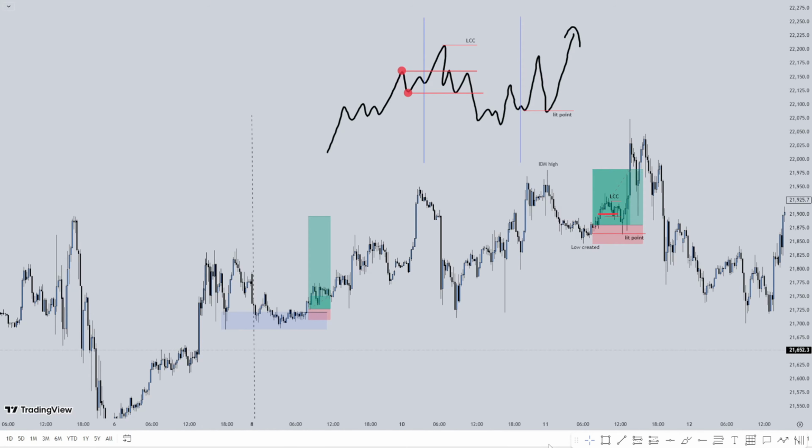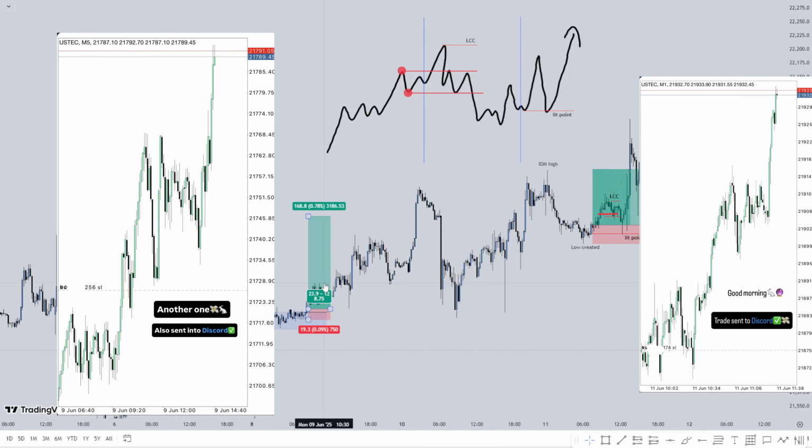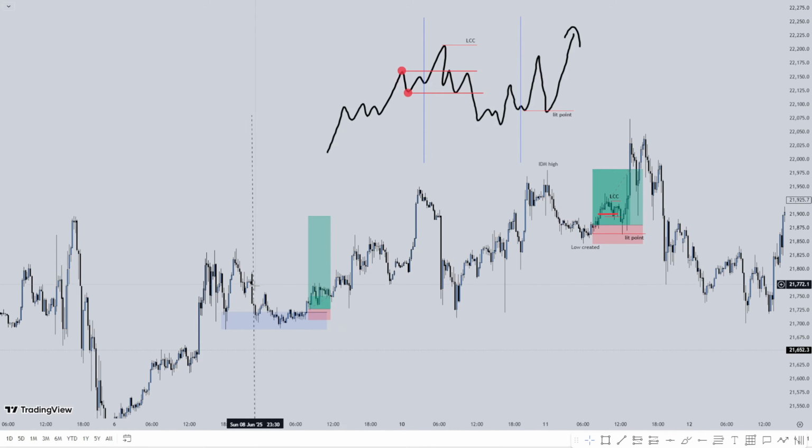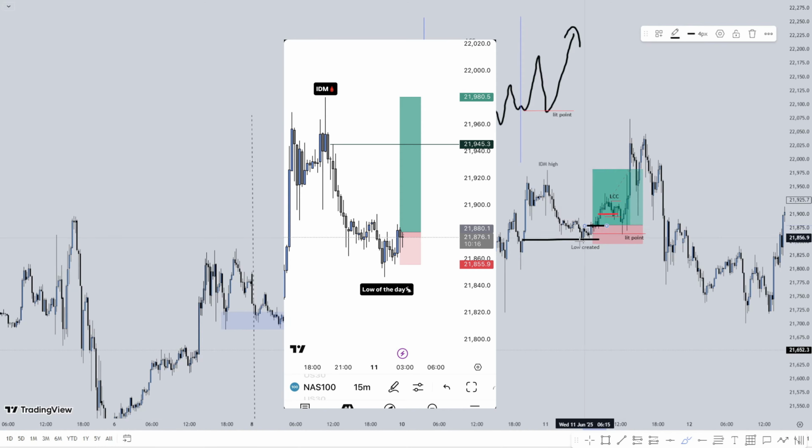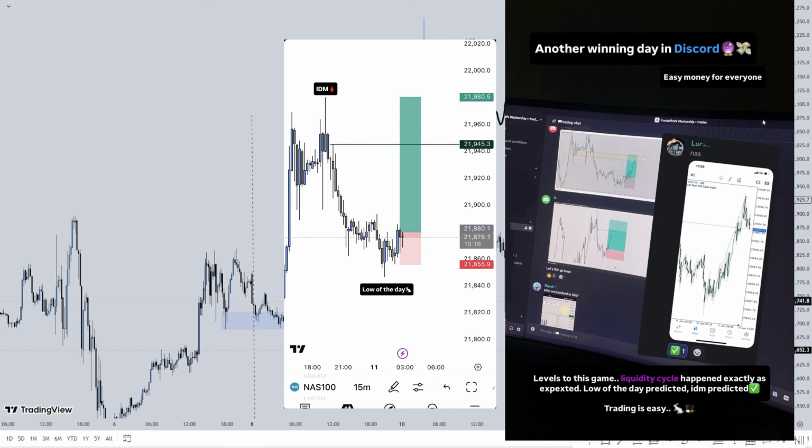I got a lot of DMs asking if I can create a video about the liquidity cycle, so this will be just a small introduction into it. First of all, these two trades were based on a liquidity cycle. Everything was sent to Discord: this was our buying level, this was our buying limit, and stop loss. Same thing right here, this is our buying level, this is our buying limit. Everything based on the liquidity cycle and some other things.